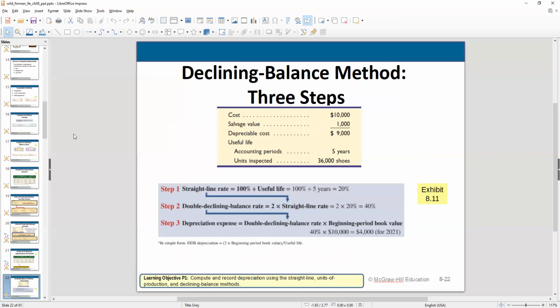So the double declining balance method is quite a bit more complicated. You start off with the straight line, okay? You have to calculate straight line when you are determining what your double declining balance rate is.